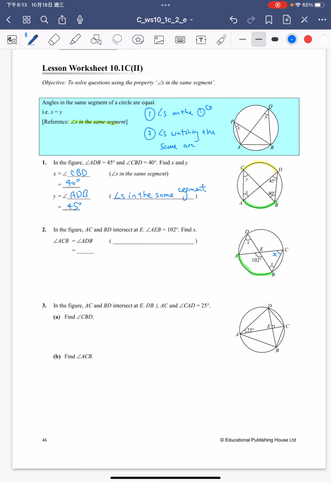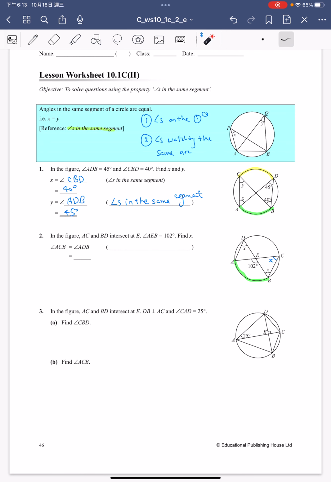Now we can write this down. Angle ACB is this one. Angle ACB is equal to the angle ADB. So we have ACB equal to ADB by using the angles in the same segment, which is equal to x degrees as well.